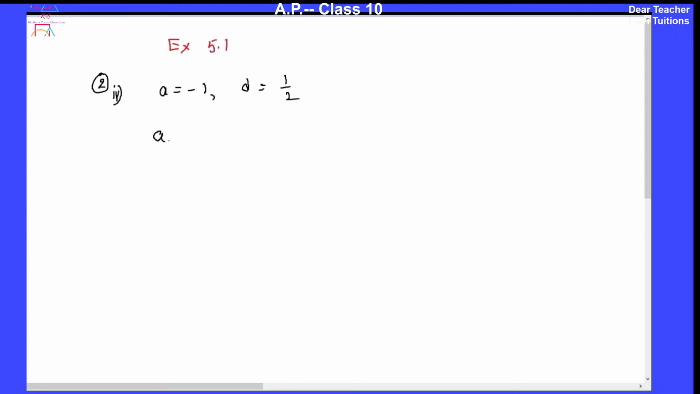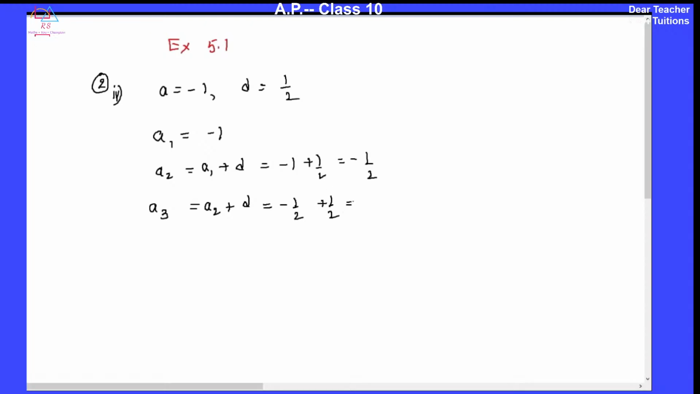So very simple. a1, the first term, is equal to minus 1, there is no change. a2 is a1 plus d, so that means minus 1 plus half, which is equal to minus half. a3 is a2 plus d, you follow the same procedure: minus half plus half, d is half, so 0. And a4 is nothing but a3 plus d, which is 0 plus half, which is equal to half.